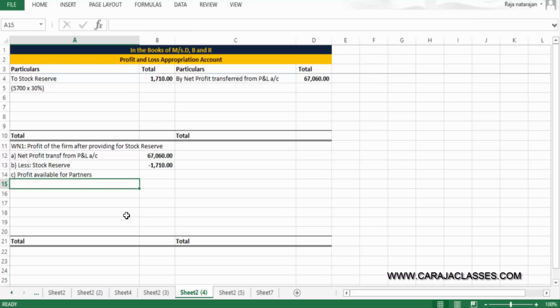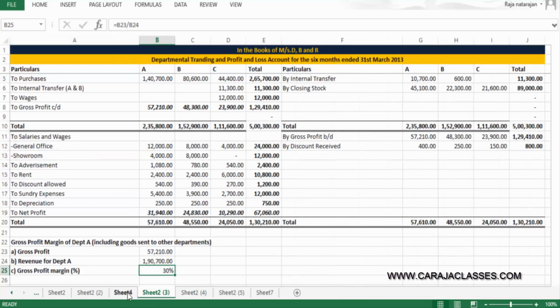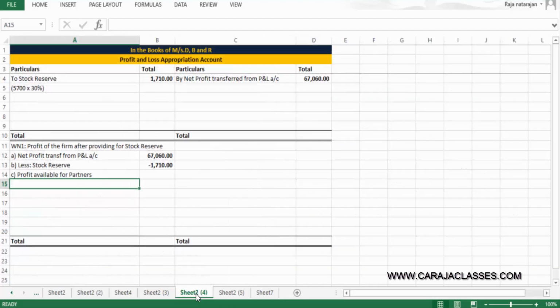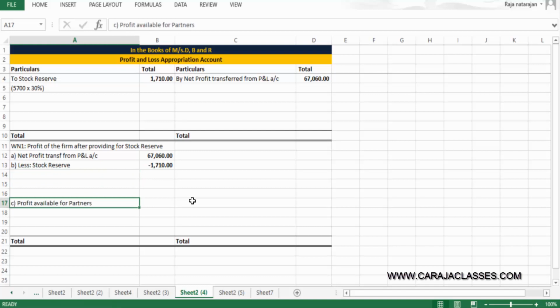But here we have an issue. I cannot deduct this alone. Why? What is the problem? If you read the question, it says the partners would receive 75% of the profits disclosed by the departments of which they are in charge, and the balance of the combined profits only would be shared in this proportion. Now what I have done is trying to distribute the balance profit in a proportion, which cannot be, because some profit distribution is required. That is, each and every partner is entitled to some share of profit, and that is nothing but 75%.